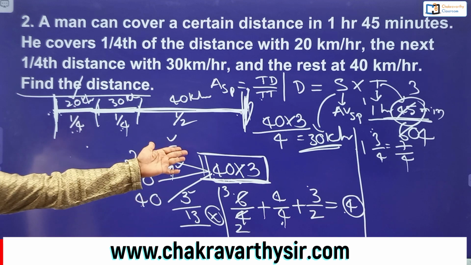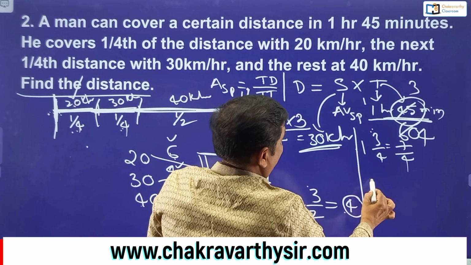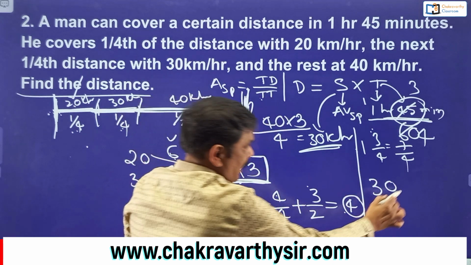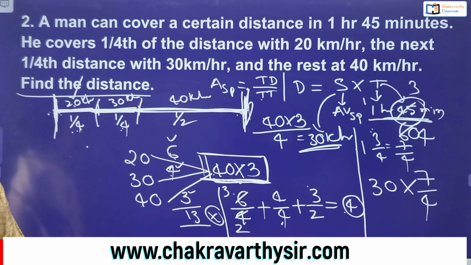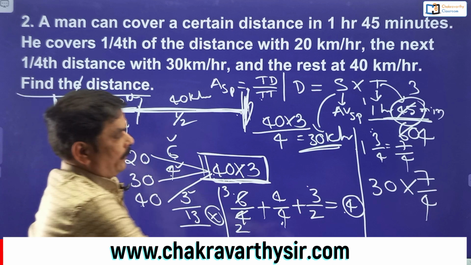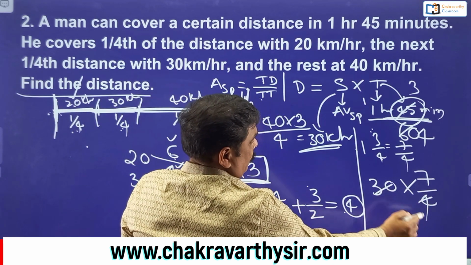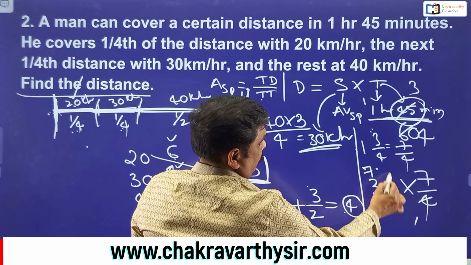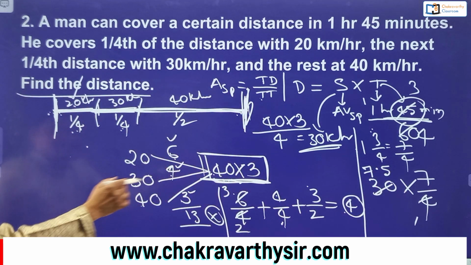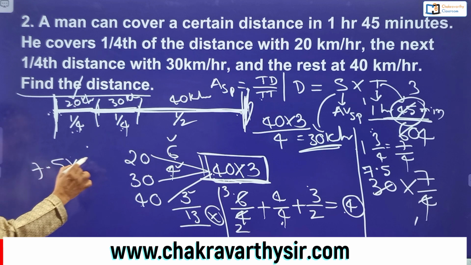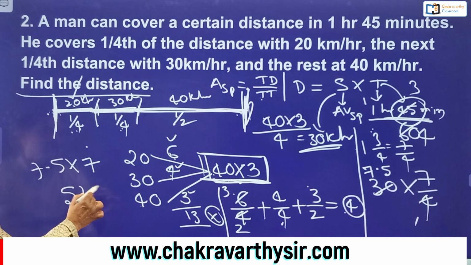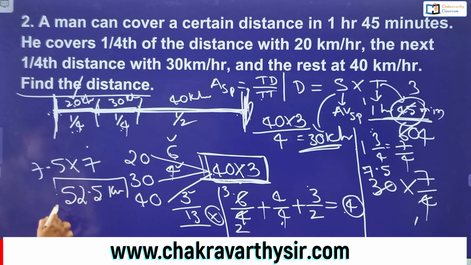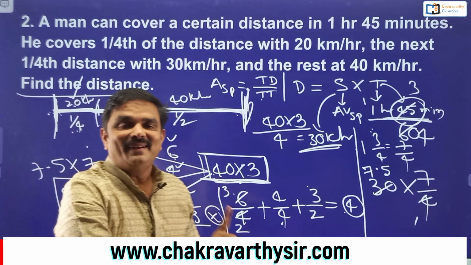Now here students, simply I can go like this. This is the speed. Speed is 30 into 7 by 4, which is going to be my final answer. You may simplify this further. Simple simplification: 4 1s are 4, 7s are 7.5. 7.5 into 7 is the final answer. That is 7 into 7, 49. 7 into 0.5, 3.5. 49 plus 3.5 is 52.5 kilometers, which is the final answer. Just mark the answer like this.